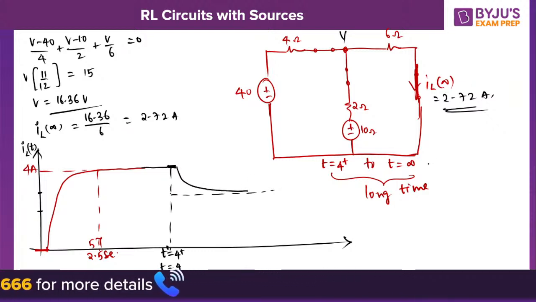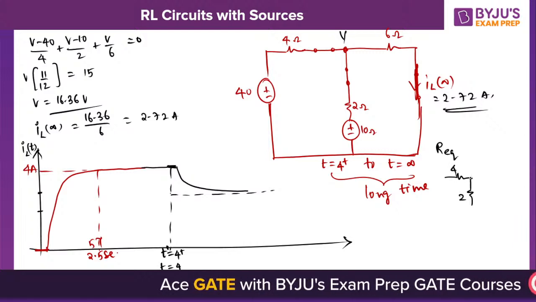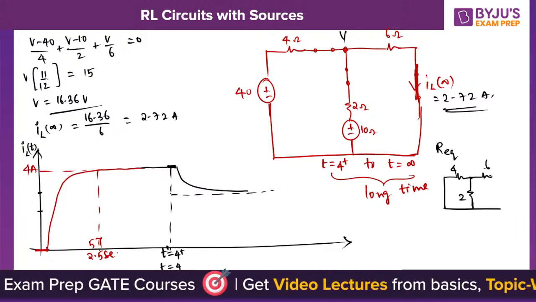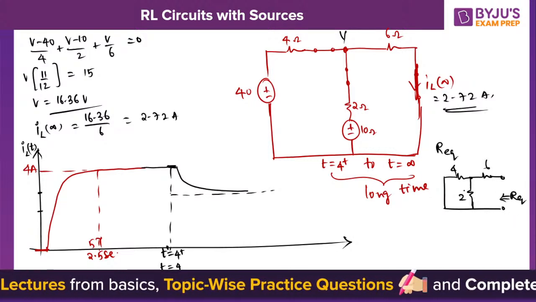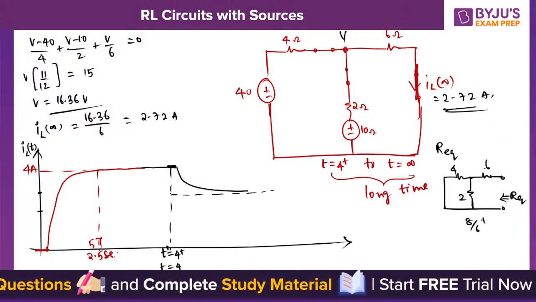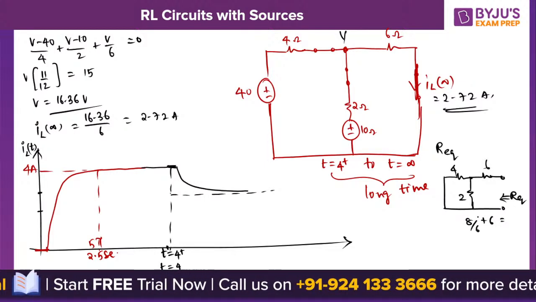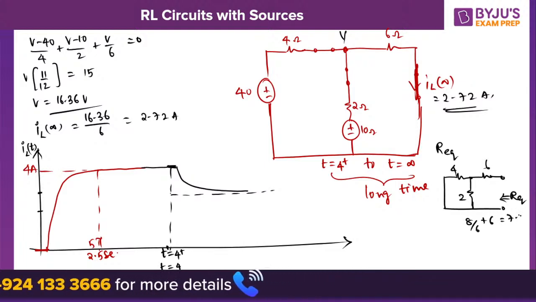Within how much time does it have to decay? If you calculate R equivalent, it looks like this: 2, 4, 6, and the voltage sources should be short circuited. You need to calculate R equivalent from these two. So 4 into 2, 8 divided by 6, then 8 by 6 plus 6. This is the equivalent resistance. I'm getting around 7.3 ohms.